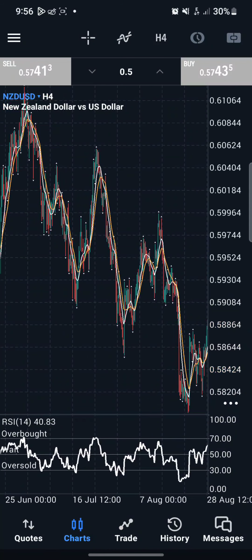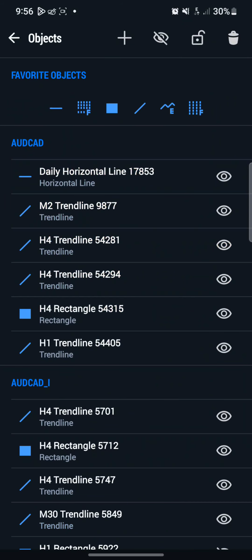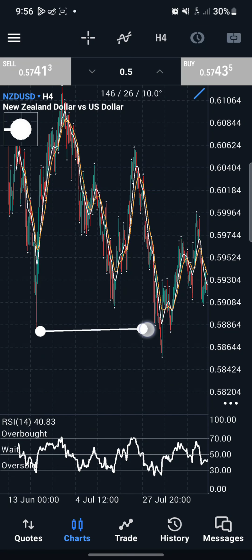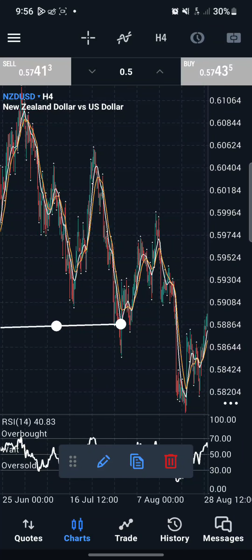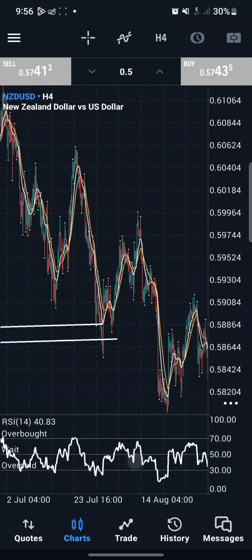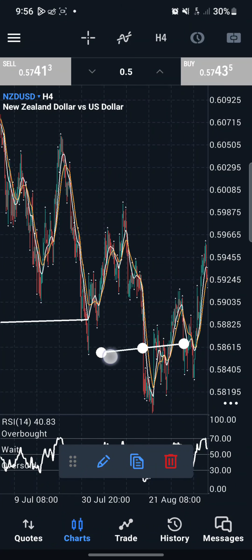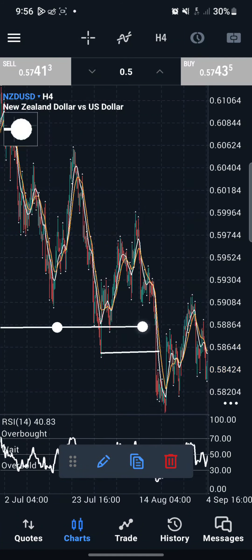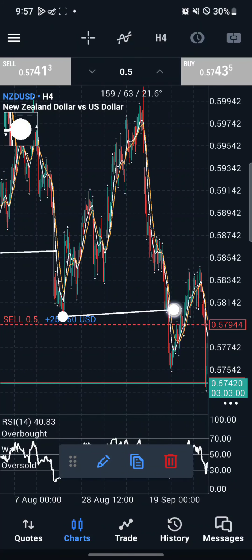And here, to get the picture clearer, I'll start applying my break of structures. Just analyze it this way. Just break structure to the downside. And this is another break of structure and downside. This is another break of structure to the downside.